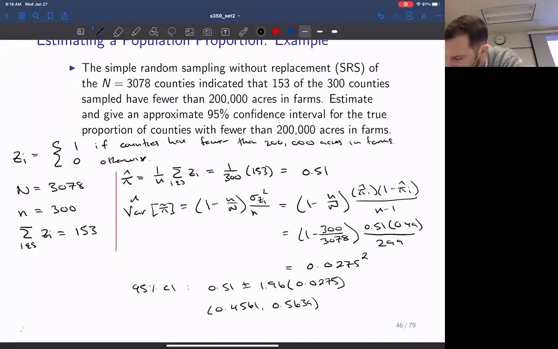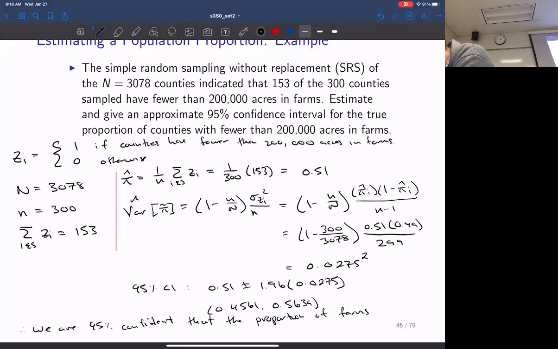All right, so then we can say we are 95% confident that the proportion of farms with less than 200,000 acres, or sorry, the proportion of counties with less than 200,000 acres in farms is between 0.4561 and 0.5639.